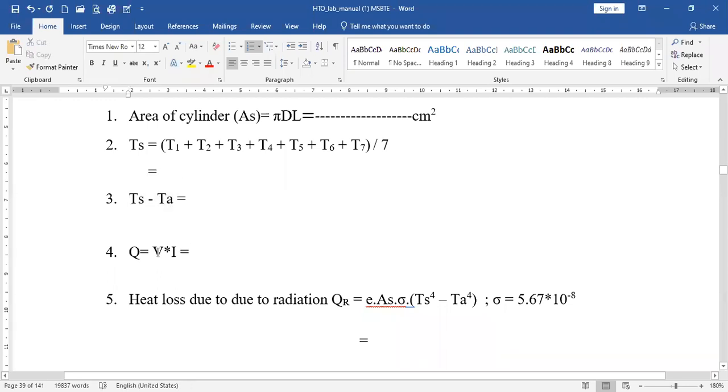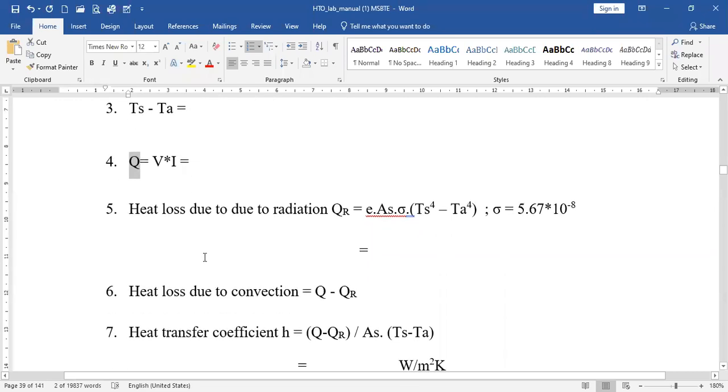And then we know the voltage and current, so we can calculate this Q, which is the heat supply or electricity supply given by you, because we are going to decide this voltage. So on the basis of this voltage and current, we can calculate this Q in terms of watt.